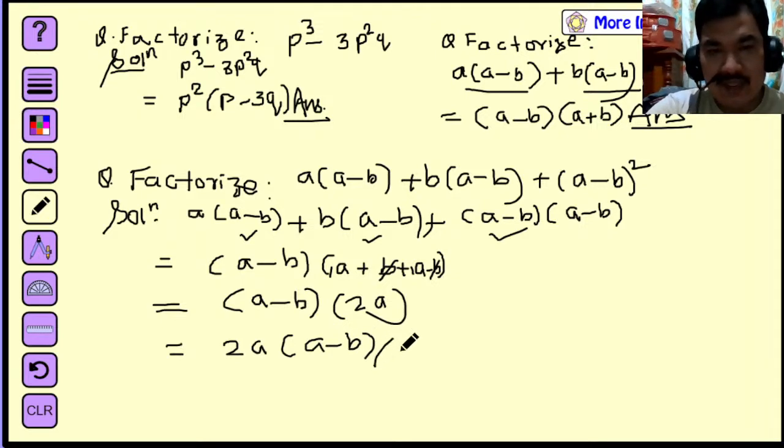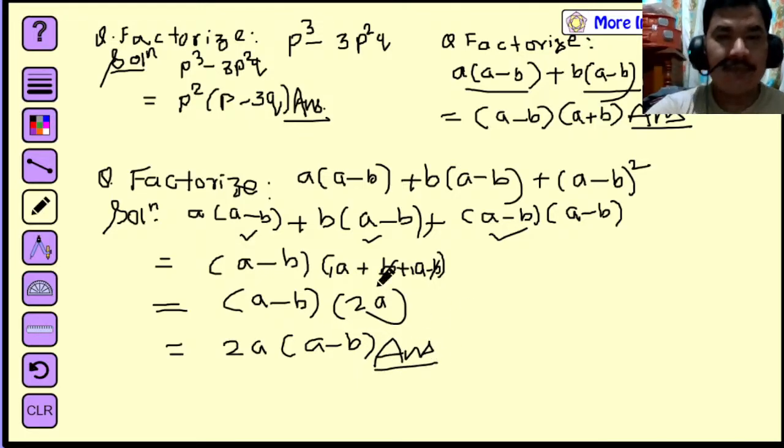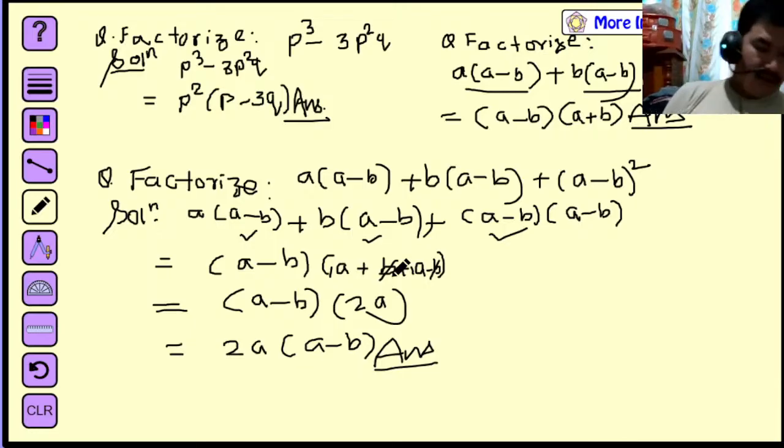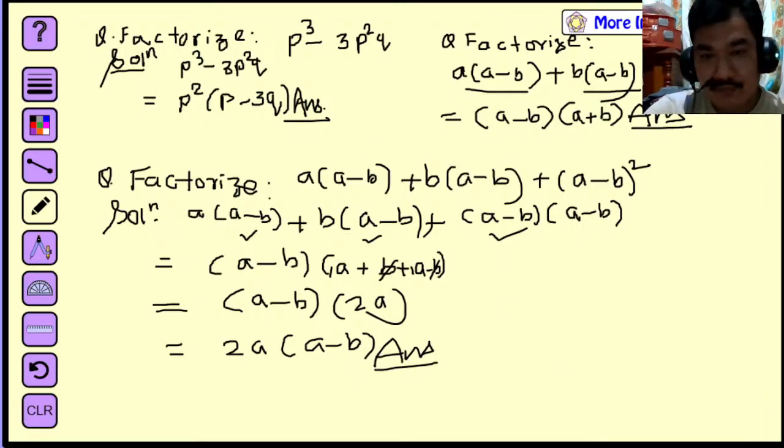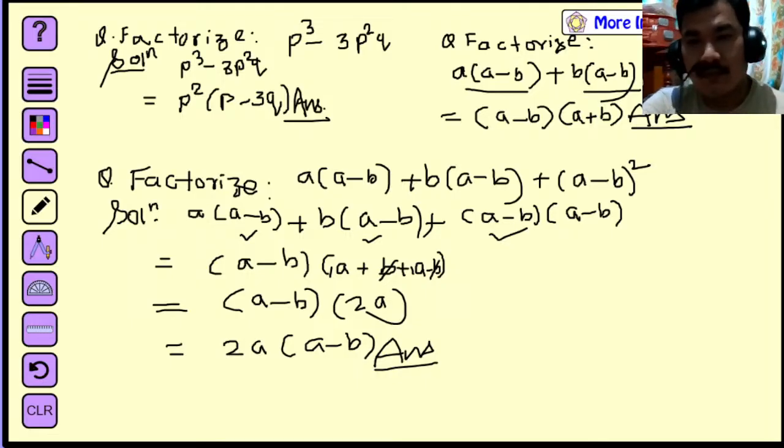Like this, factorize this type of question. This is the way to factorize this type of question. Clear? By taking common, this first factorization method is what we are doing here. By taking common, we have to show it, and write like this.